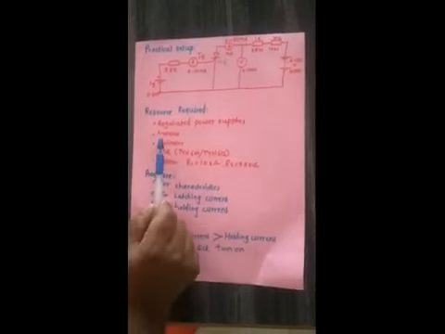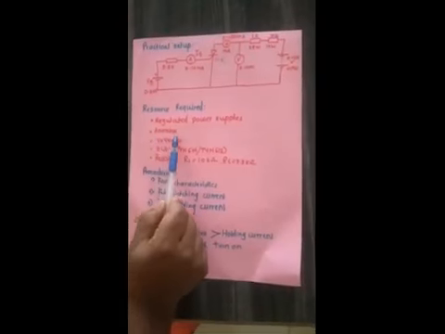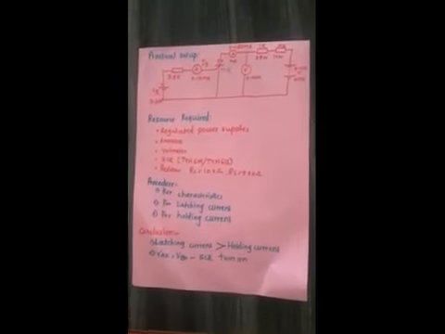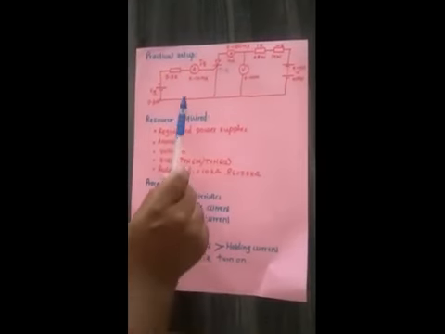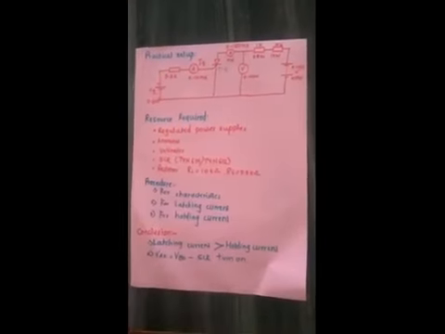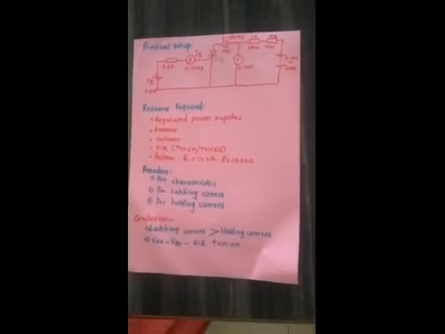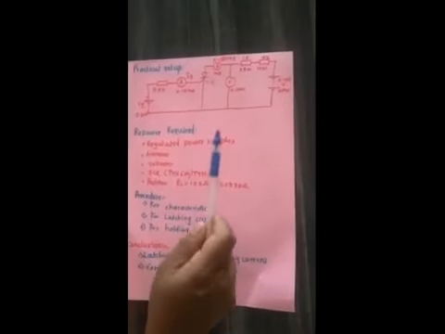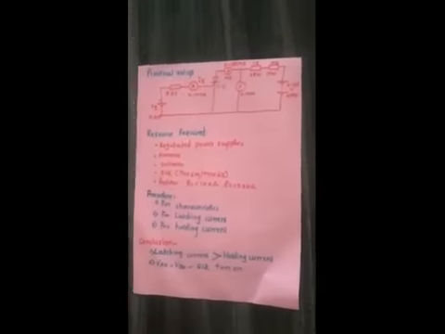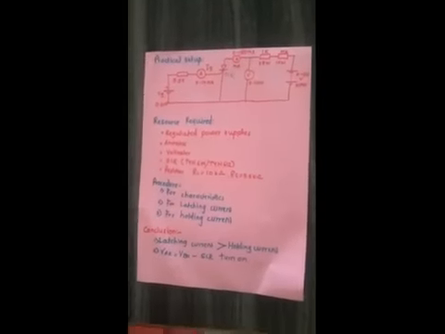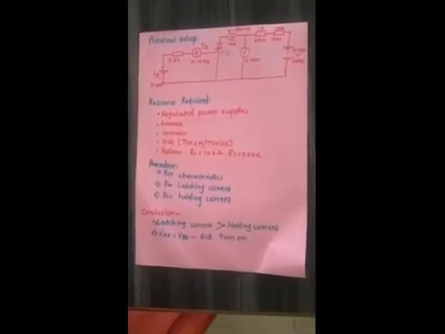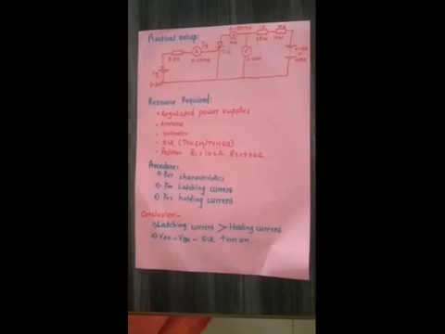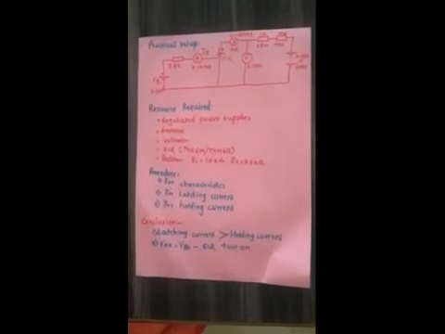Now the second resource will be ammeters. We need two ammeters. The first has a range of 0 to 10 milliampere, or it may be 0 to 30 milliampere if you do not have 0 to 10. The second ammeter has a range of 0 to 150 milliampere, connected at the anode side to measure the anode current, and the 0 to 10 milliampere ammeter is used at the gate side to measure the gate current.